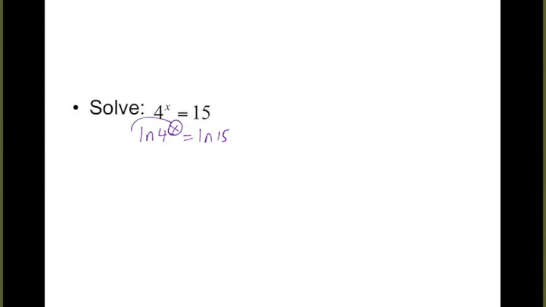Take the x and drop it down. It's now x times the ln of 4. So to undo times, we divide.